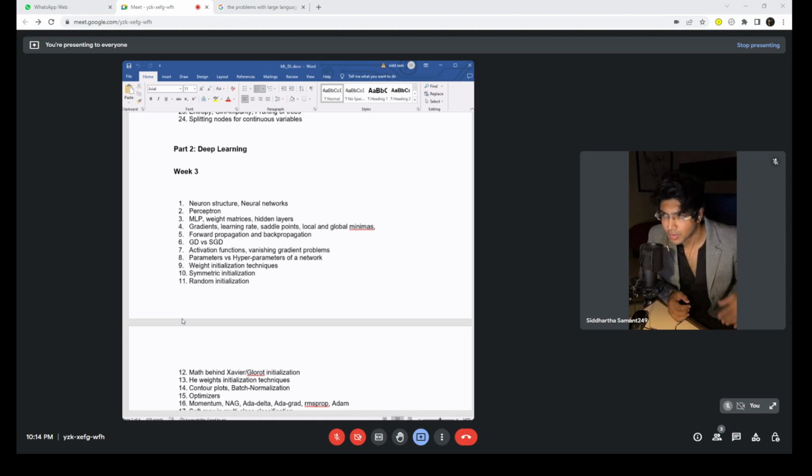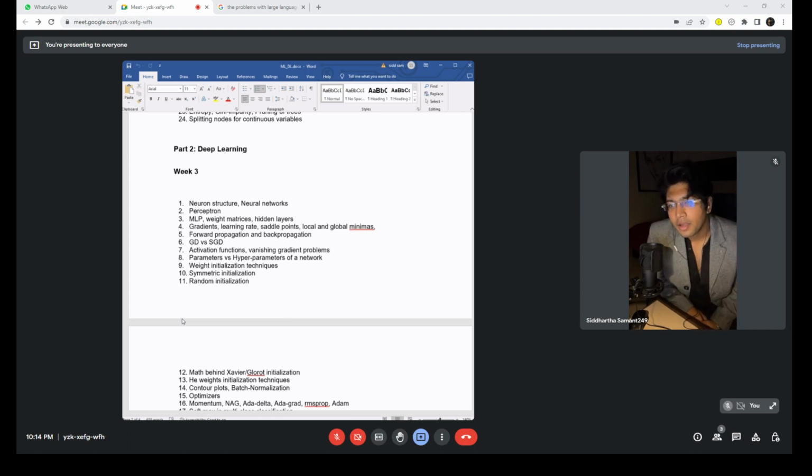We talk about what a neural network is in definition, right? Because yet we are not aware of the mathematics. Then we discuss what a perceptron is. We talk about multi-layered perceptrons, we talk about weight matrices, and we talk about hidden layers. 7 hidden layers. Just kidding.